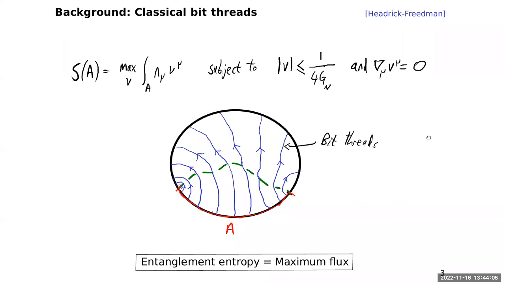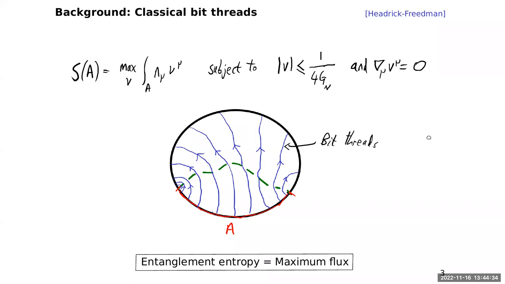So what do the constraints do? This norm bound, in short, means that these threads, which are the integral curves of the vector field V, can't get too close together. They can't overlap, they can't intersect. And the divergence constraint just means there are no sources and sinks for these threads.